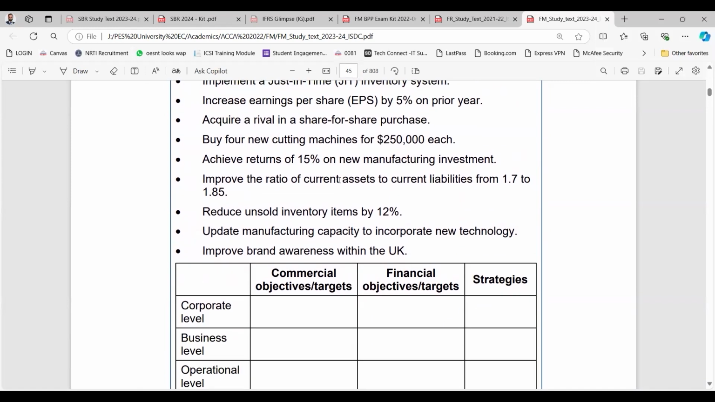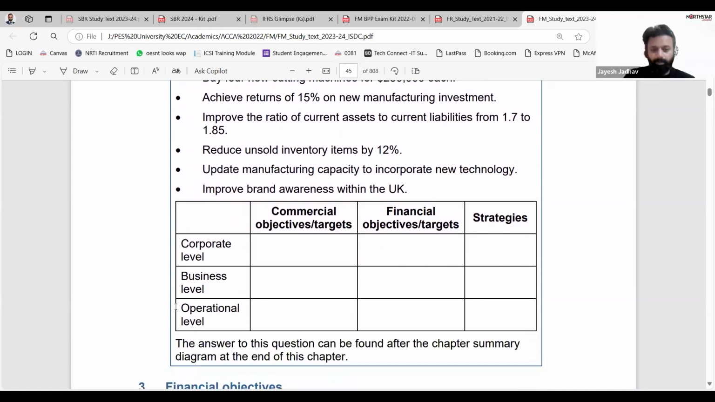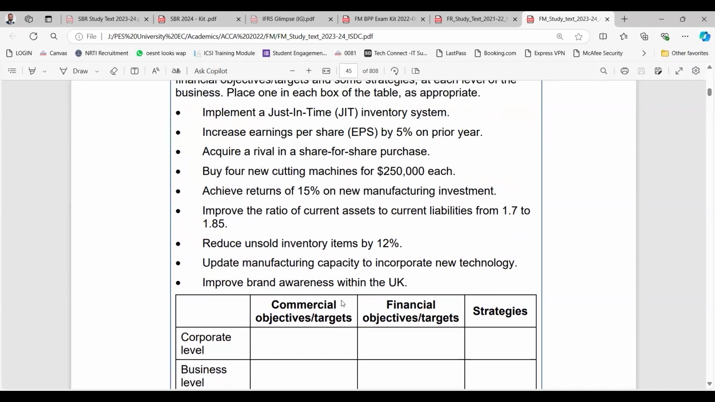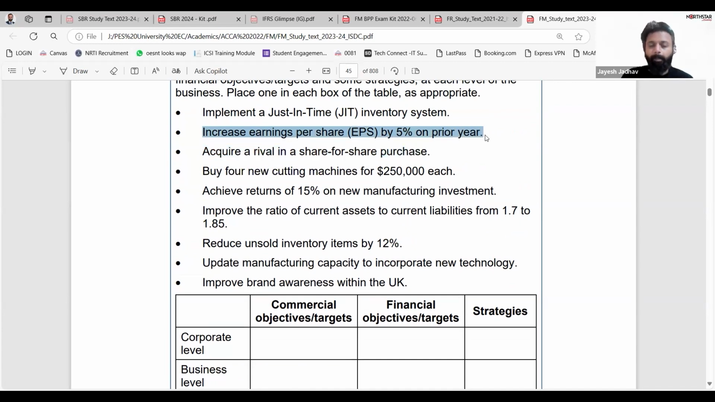Operational, firstly. Okay. So will that be a commercial objective, a financial objective, or a strategy? Strategy. It might be a commercial objective. So that's a close call. But financial, I'm damn sure we didn't say financial, and I'm happy that we didn't. Next: increase EPS by 5% on prior year.